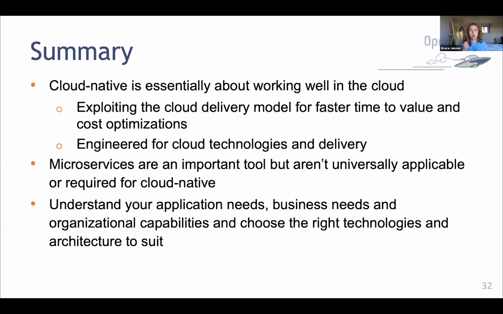And hopefully what you take away from this presentation is the understanding that you do need to consider multiple different factors: your application needs, your business needs, your organizational capabilities, and choose the right technologies and architecture to suit you. Please feel free to use the slider in the slides and to add your own factors to try and figure out where your application best suits.